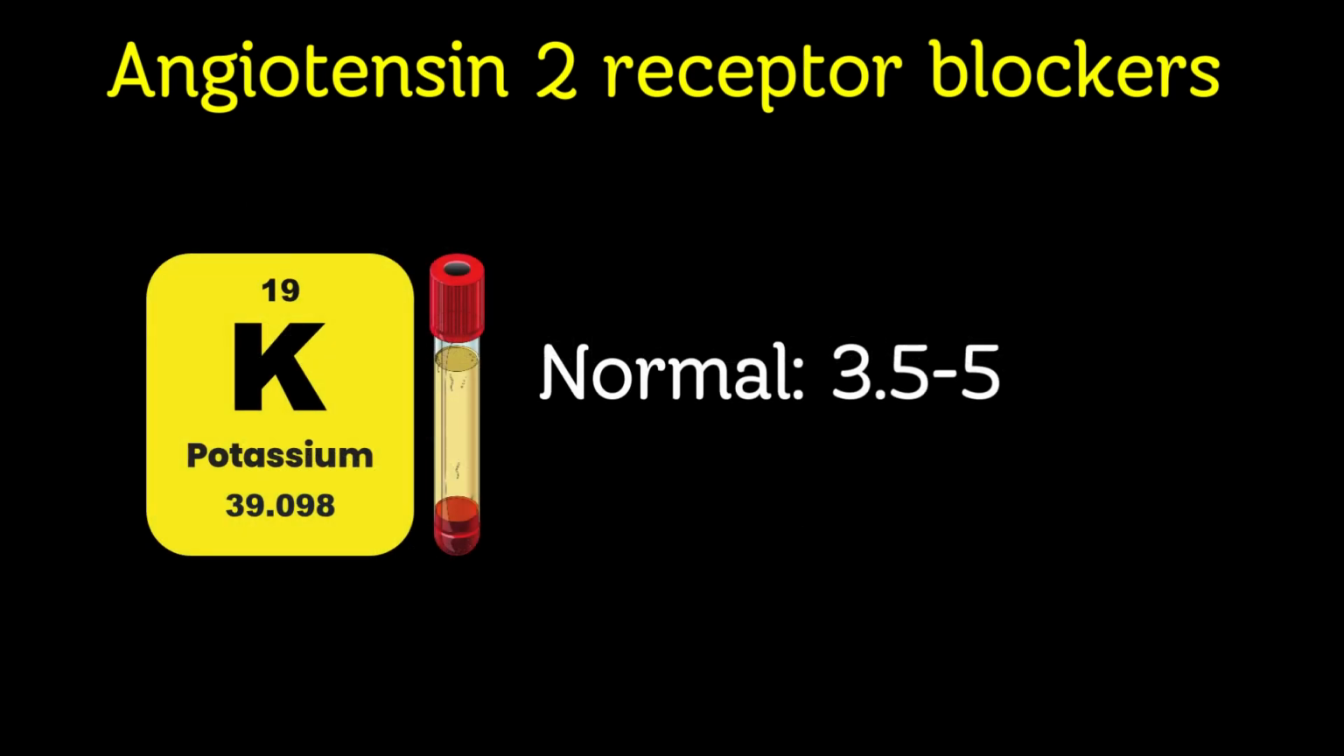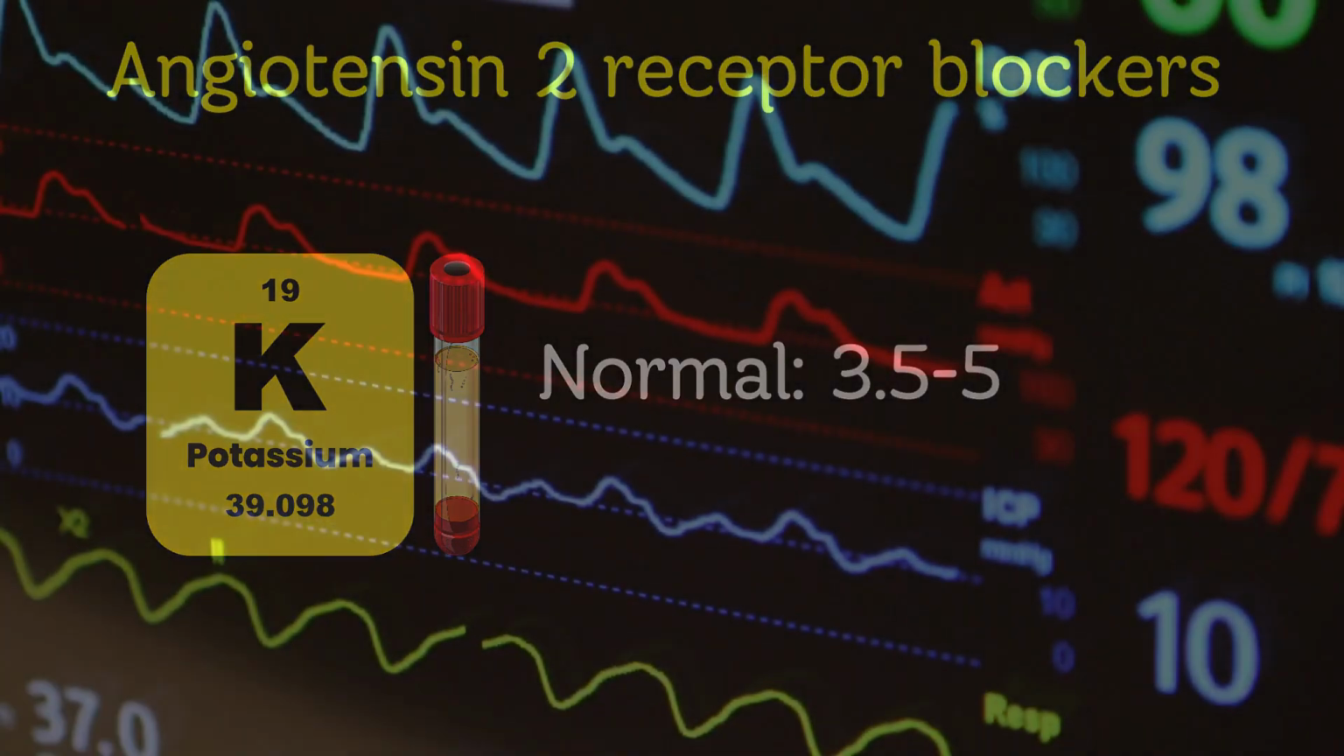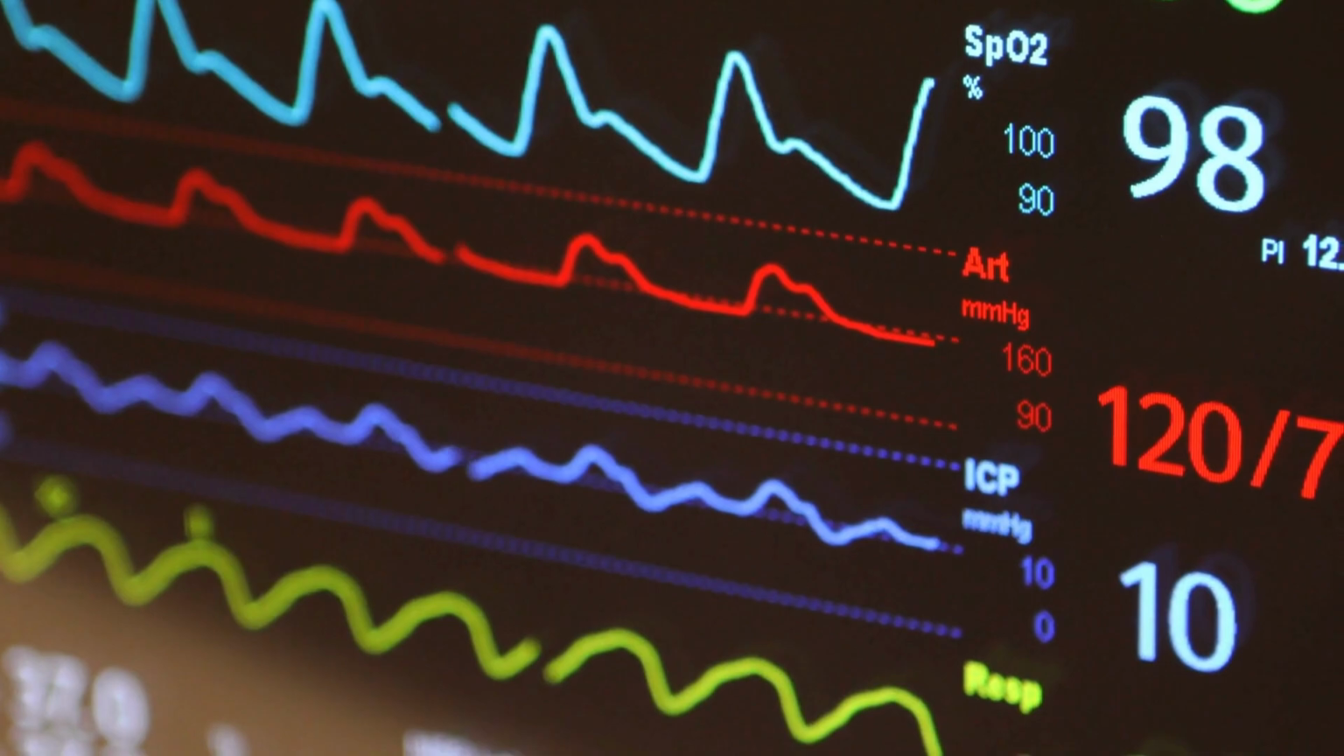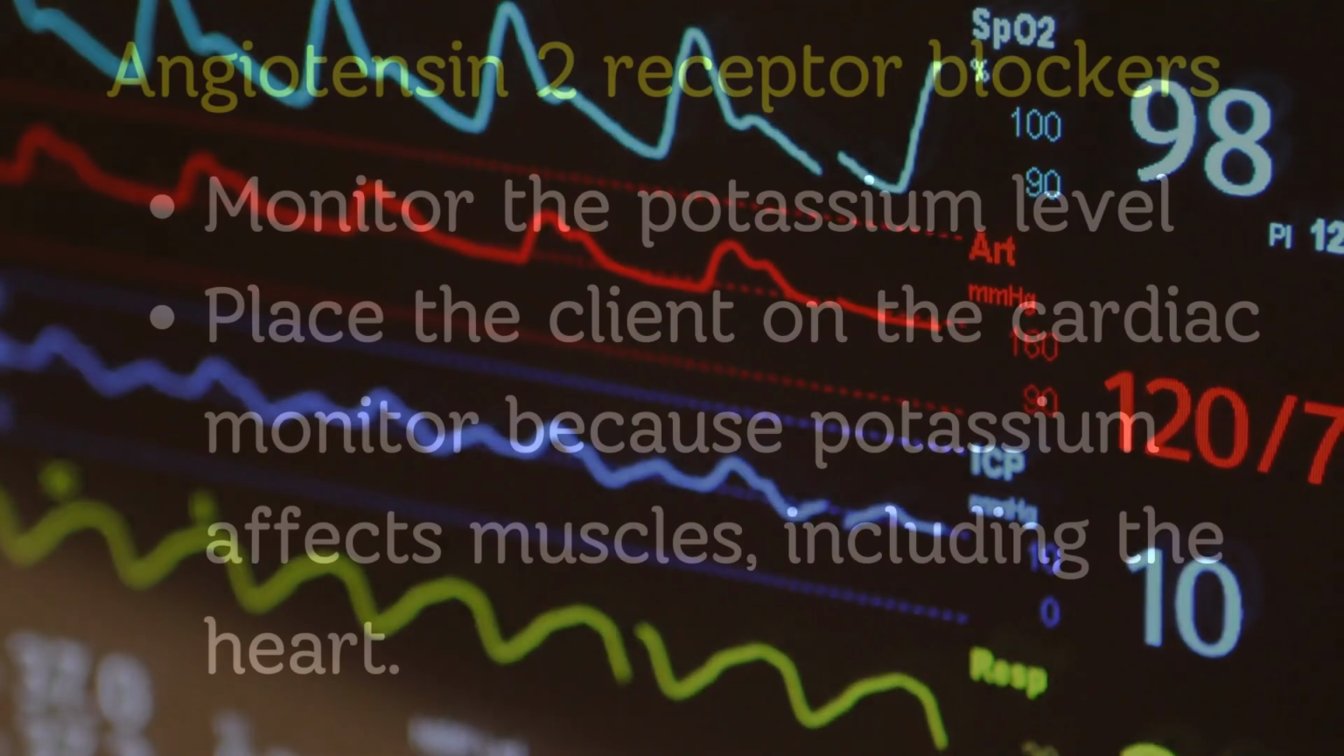Monitor the potassium level and look for signs and symptoms of hyperkalemia. Place the client on the cardiac monitor because potassium affects muscles, including the heart.